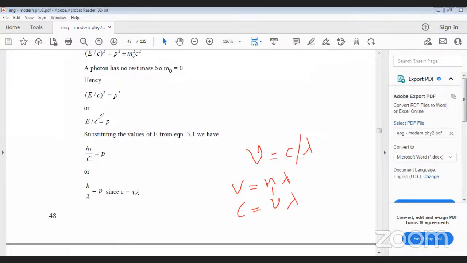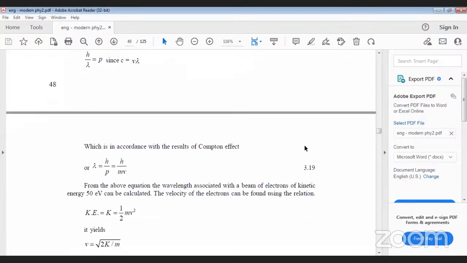So you can see, what is E? E equals h nu. In place of nu, what can we write? c by lambda. That means c gets cancelled. What do you have? h by lambda equals p. All this is possible only when you do the practice. So lambda equals h by p.